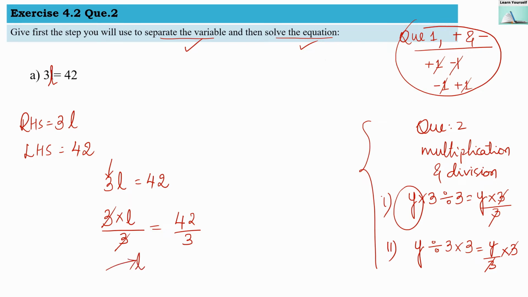And along with that, when I divide 42 by 3, I will get one number, and that will be L's value. So 14 into 3 is 42. So I got here L equals to 14. So in this step, the variable is being separated, and in this step, I have solved the equation and I got the value for L. So that is how we have to solve all these equations for question number 2.